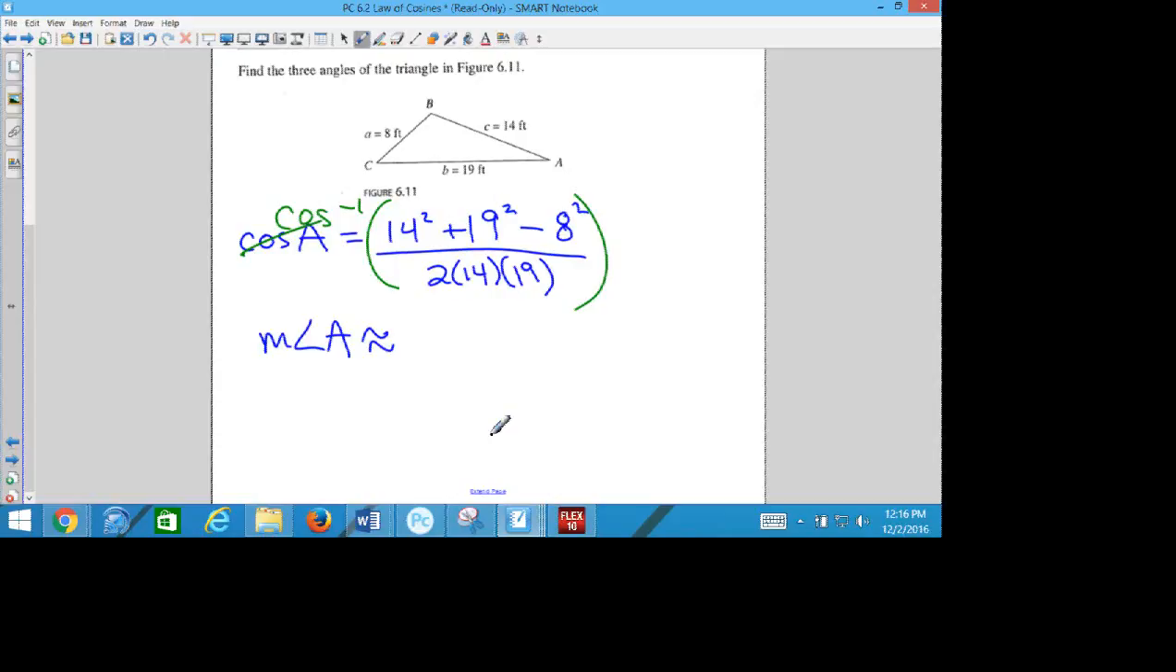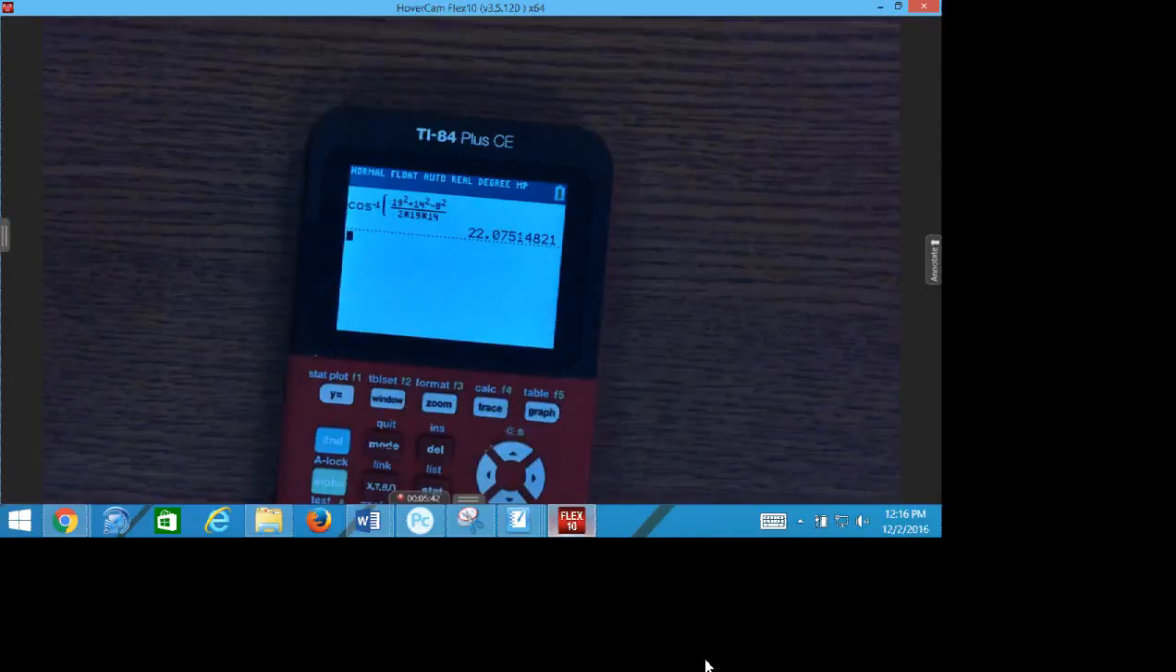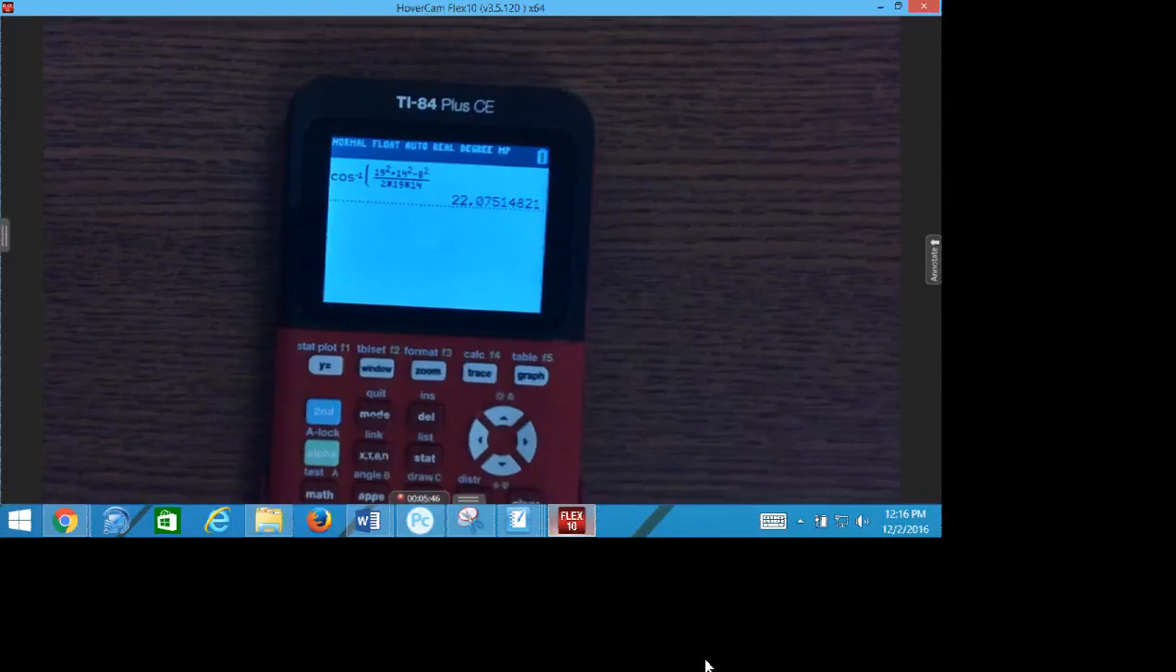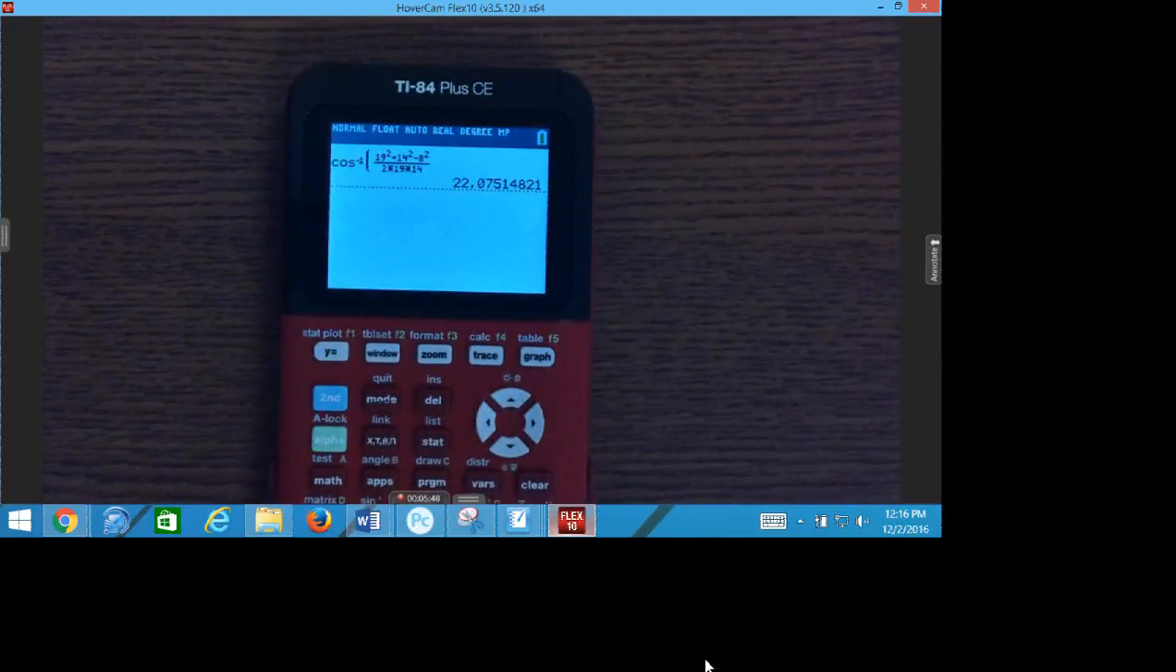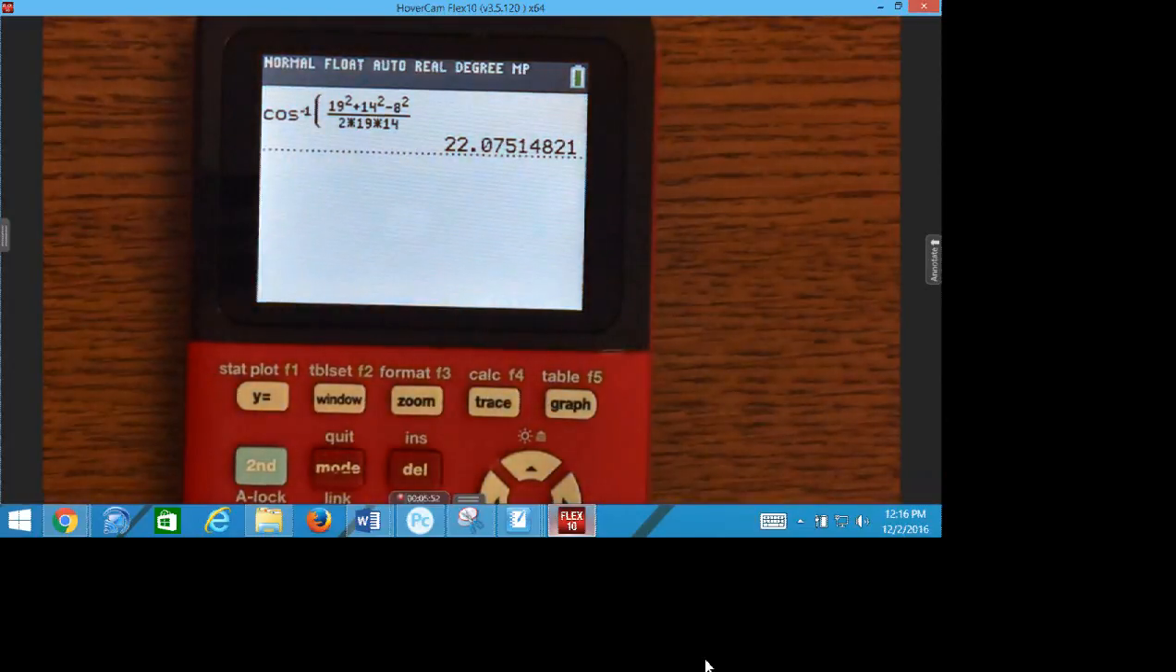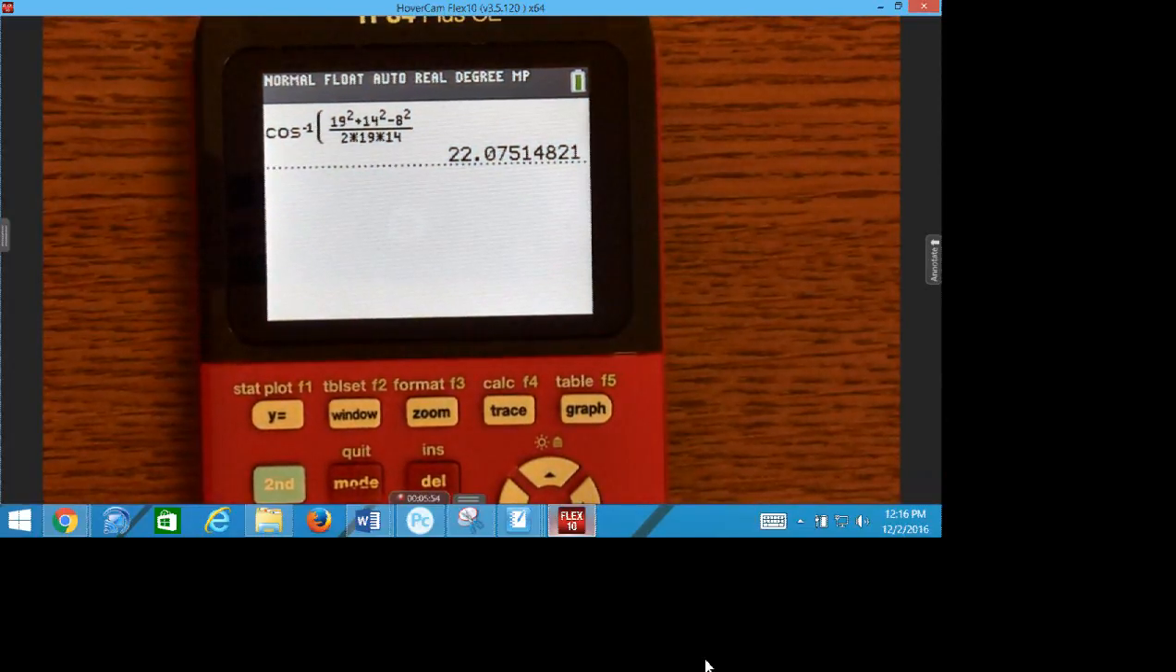That sounds about right. Yeah, that's 3.07. It's kind of dark. I do not know why it's so dark. Oh, there it goes. So you should get approximately 22.08 degrees. If you're not getting that on your calculator, let me come help you.